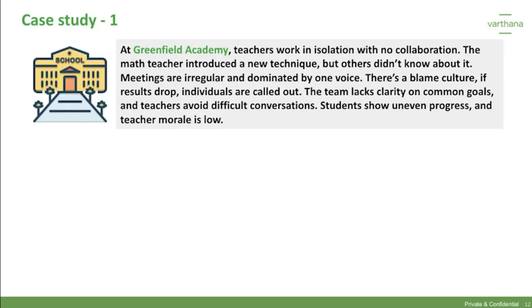Greenfield Academy teachers work in isolation with no collaboration. The math teacher introduced a new technique, but others did not know about it. Meetings are irregular and dominated by one voice. There is a blame culture. If results drop, individuals are called out. There is a lack of clarity on common goals, and teachers avoid difficult conversations. Students show uneven progress, and teachers' morale is low. Yes, thank you, ma'am.